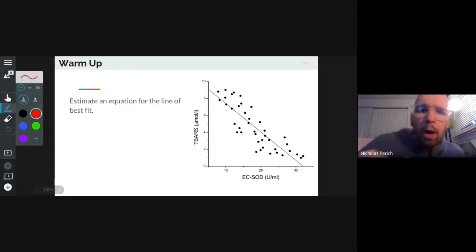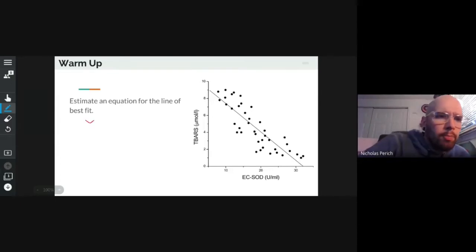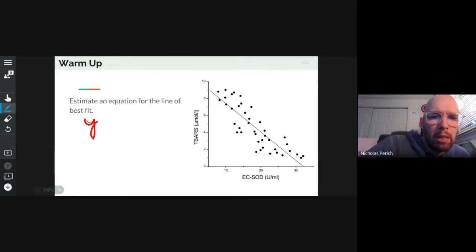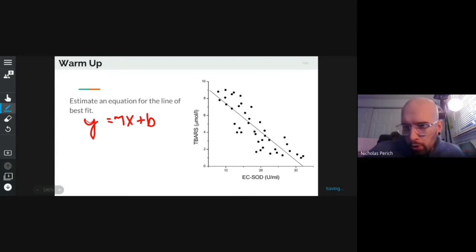All right. If I'm doing an equation, my line's always going to be in the form y equals mx plus b. Always in the form y equals mx plus b. M is my slope. So I'm going to estimate what my slope is. I'm going to put a dot here and a dot here. I'm estimating because this is an awful problem.